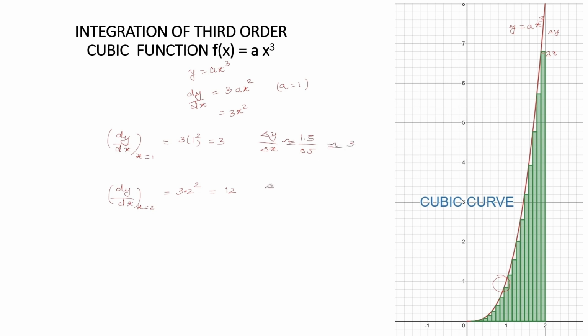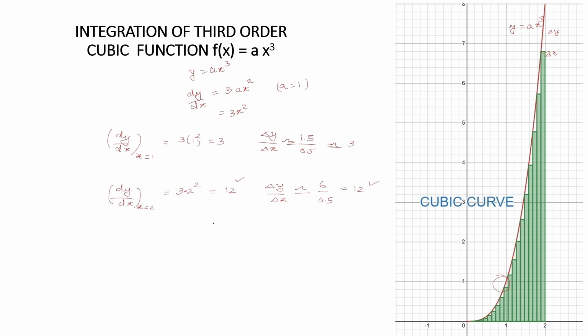Similarly, here also I can find at x equal to 2 what delta y by delta x is. So this is approximately equal to, here you can see there are 6 divisions, 6 divided by 0.5. Exactly 6 divisions divided by 0.5 division. So I have 12 here also. Thus it is validated.